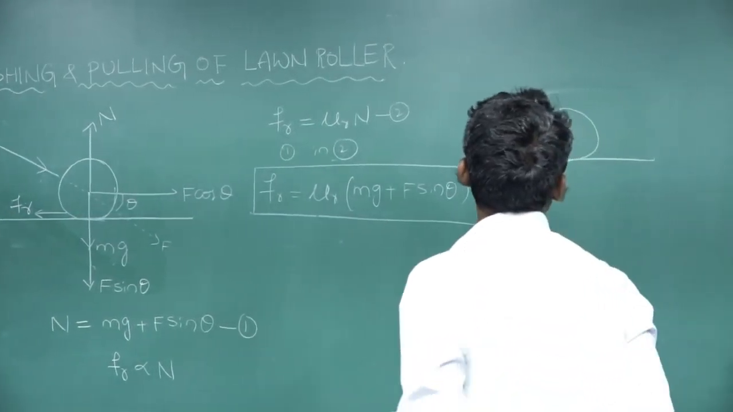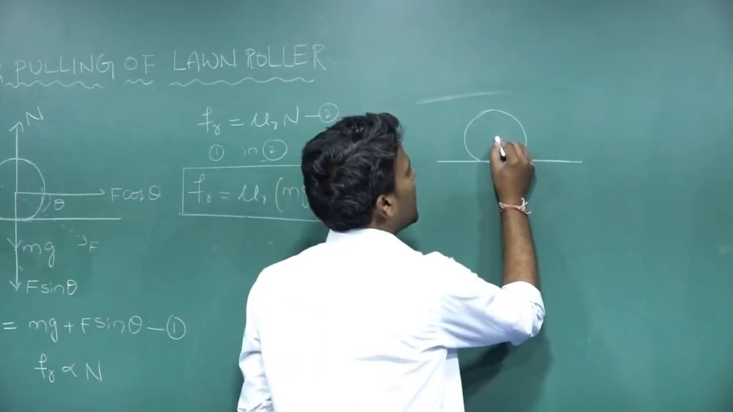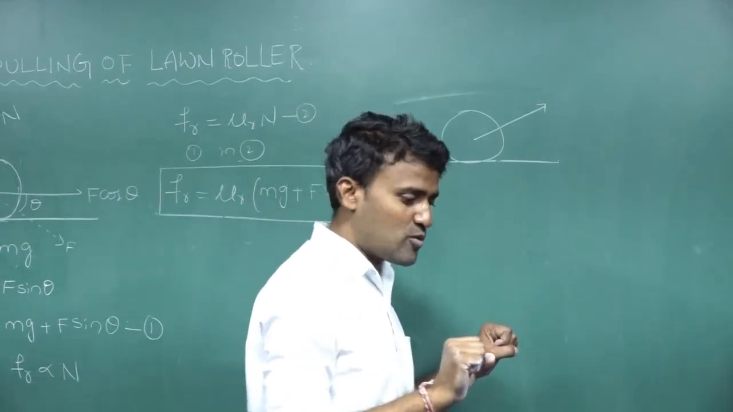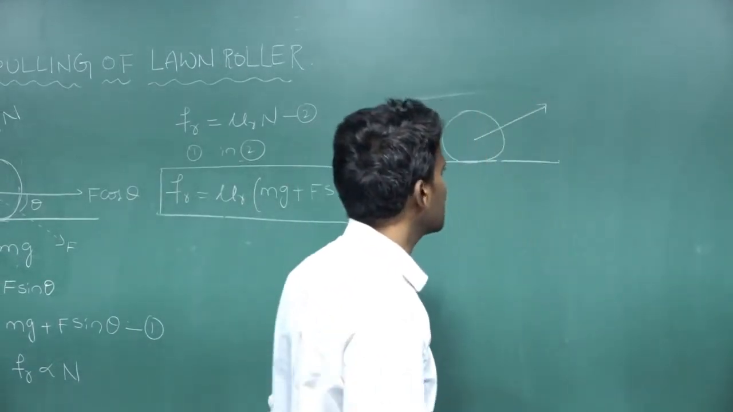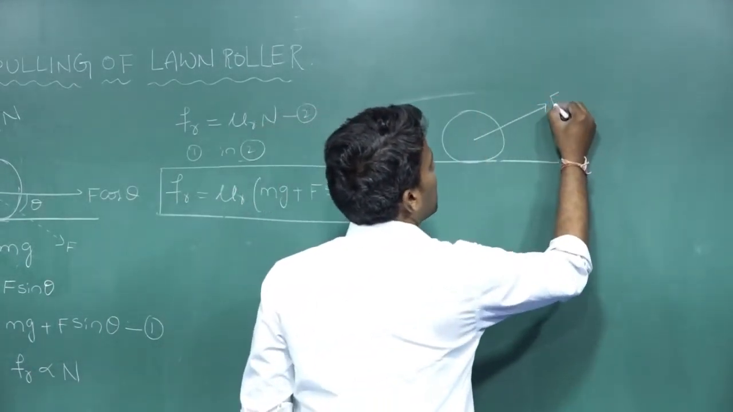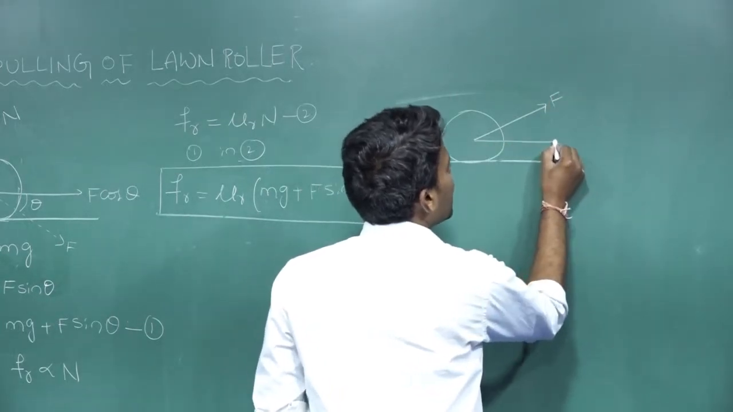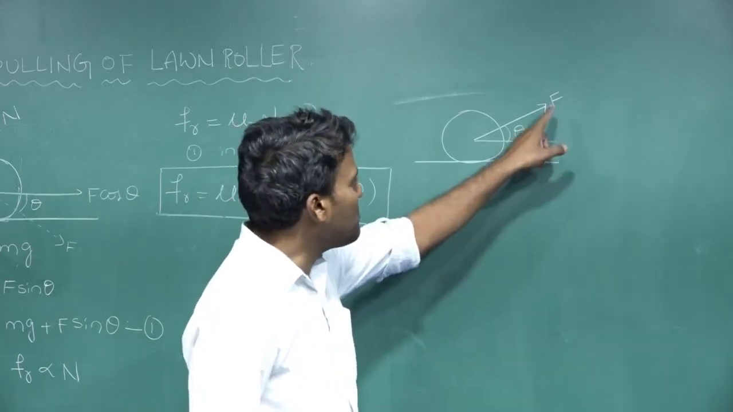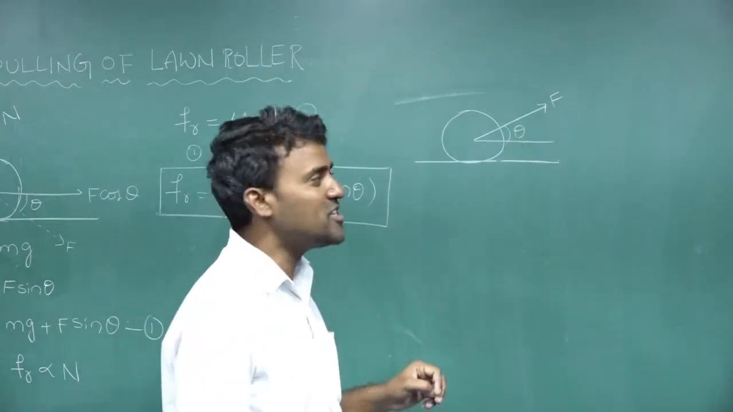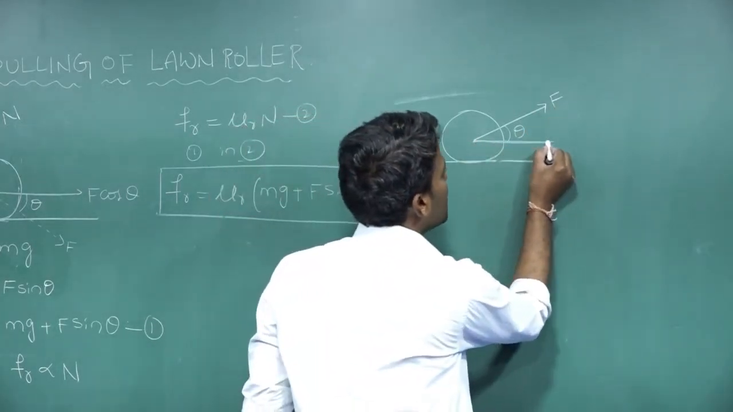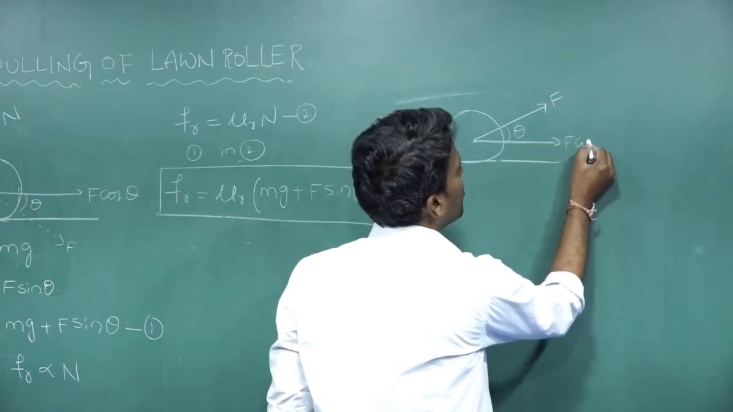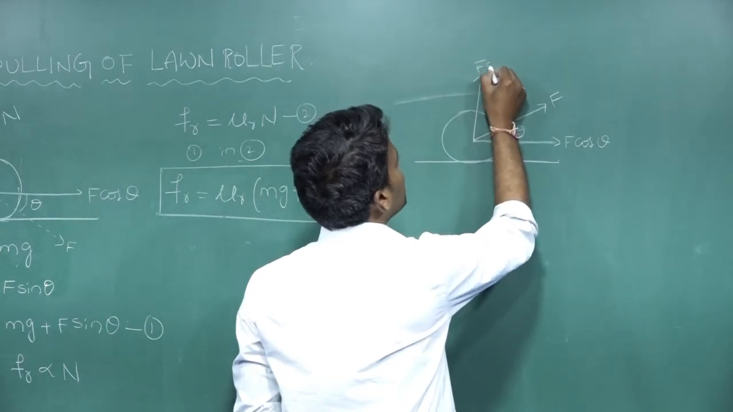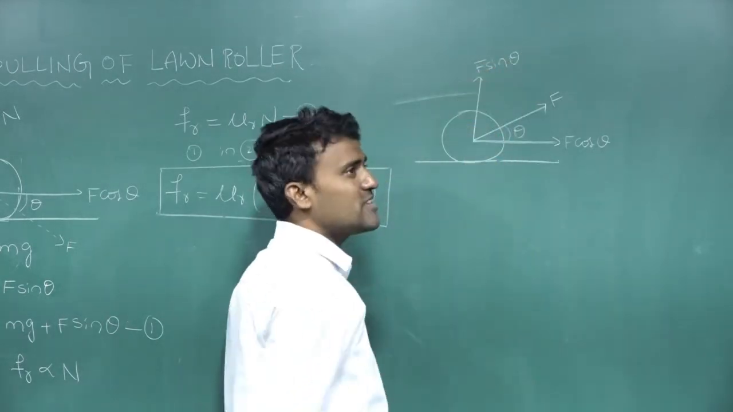Now the land roller is like this, isn't it? When I am pulling like this, the applied force is along this direction. It makes an angle theta with the horizontal. Now this F can be resolved into two components. The horizontal component is F cos theta. The vertical component is F sin theta.